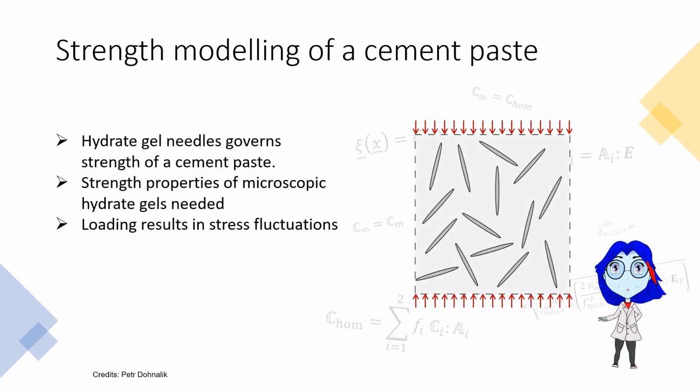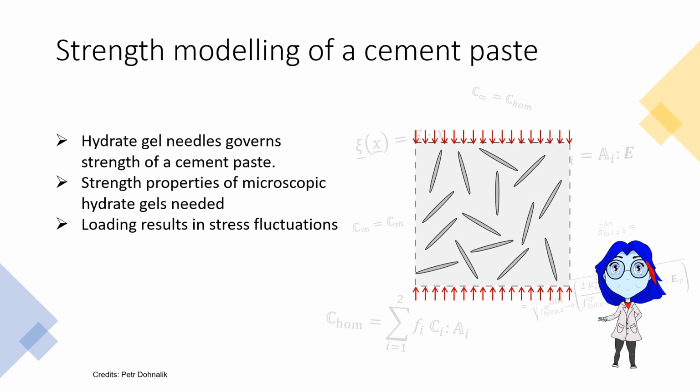Strength of a cement paste is governed by strength of the hydrate gel needles. Therefore, for strength modeling, we also need to know the strength properties of microscopic hydrate gel needles. Then we can virtually load a micro-heterogeneous cement material, which results in stress fluctuations throughout its body.